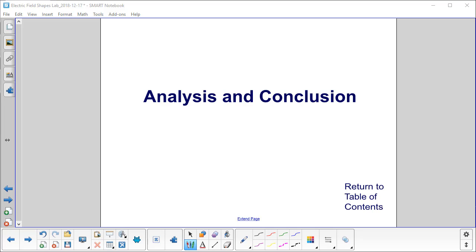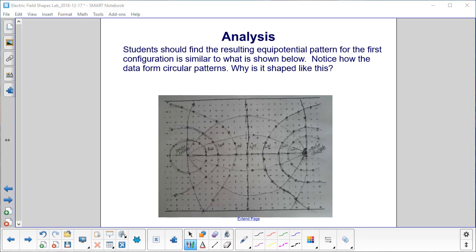Analysis and conclusion. Students should find the resulting equipotential pattern for the first configuration. That's where you had 2 point particles, and it looks like that's a little reverse from what we did. Over here it's the negative electrode, and here's the positive electrode. No matter, just the direction you hook them up.